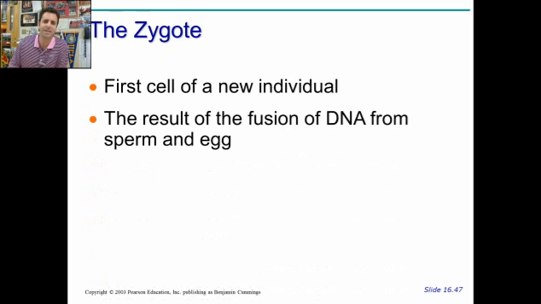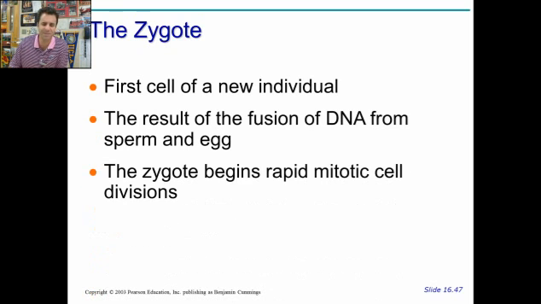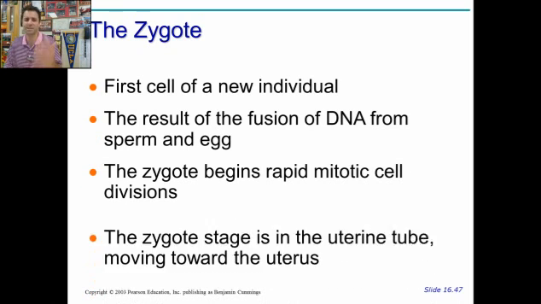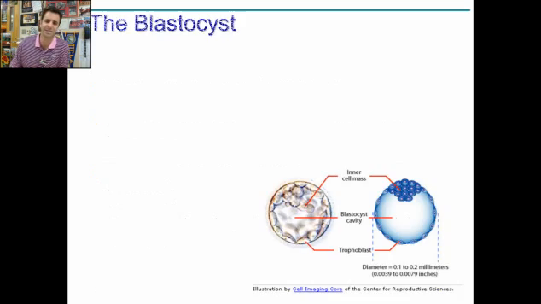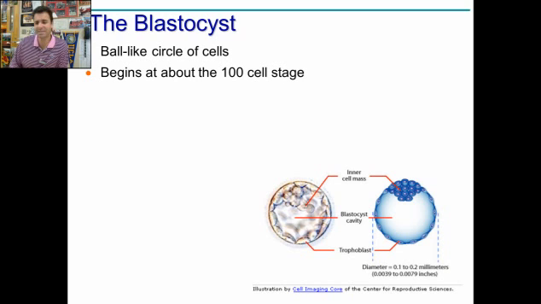Okay? It's the result of fusion of the DNA from the two, and it begins mitosis really fast, all the time, while it's in the uterine tube. Then it makes its way into the uterus, gains nutrients, and hides in the big bloody pillow. The blastocyst is basically a ball of cells. We're at about the 100, 120 cell stage.